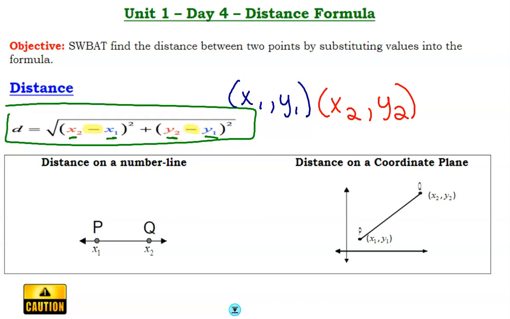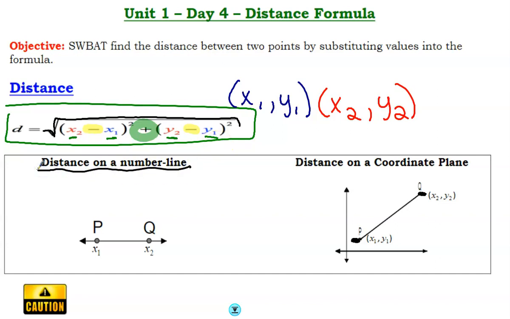Make sure on yours you emphasize the plus in between, and then the very last step that you will do is the square rooting of the entire thing. So we have 2 points on the graph, and we are going to be finding the distance between them using this formula that we've been talking about. The other thing is distance on a number line.